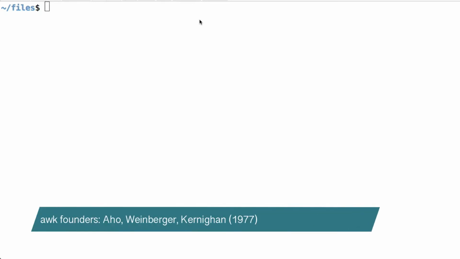In this video, we're going to take a look at the AWK scripting language that is available to us within the Linux CLI. AWK is named after its founders, Aho, Weinberger and Kernighan, so that's why we call it AWK. And it's typically used for manipulating data and creating reports.